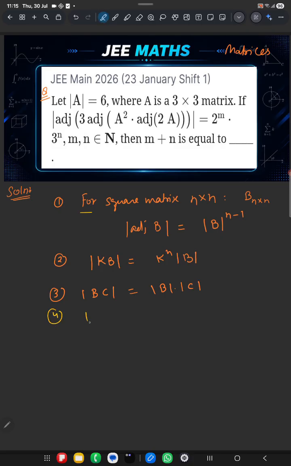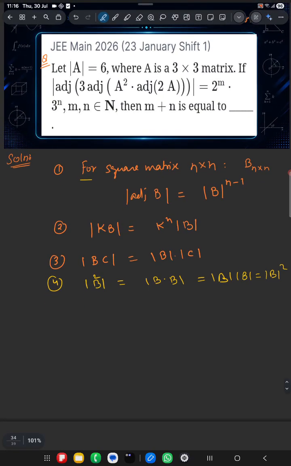Means you can write like this. If you have B square matrix and you have to find the determinant, B square can be written as B into B. So its determinant, using property 3, is determinant of B into determinant of B, which will give you determinant of B square. Isn't it clear? So these are the properties which you have to use to solve this question. Otherwise, this question is very easy.